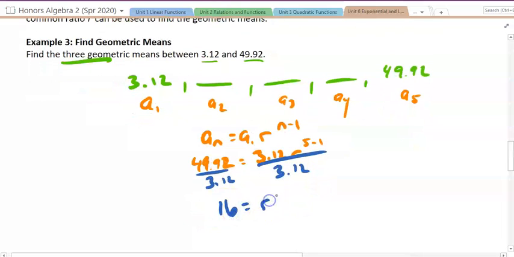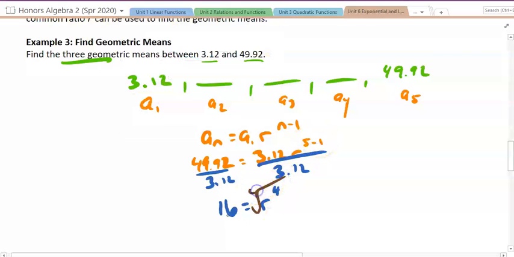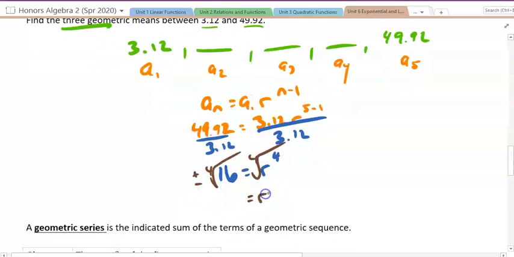So 16 is equal to r to the 4th, because 5 minus 1, right? And so now I'm going to take the 4th root of both sides. And don't forget that when I take an even root, what do we need in front of the radical? We need our plus or minus. And so our r is positive or negative 2. Now that seems a little strange, right? But it's not, because either answer makes sense here.